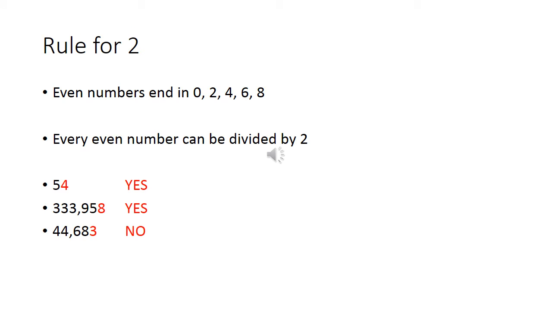If we look at the three numbers on the bottom of your screen, we have 54, 333,958, and 44,683. All we have to do is look at the very last digit to answer the question, can we divide this by 2? 54 ends in a 4, 4 is an even number, so yes, I could divide this number by 2.